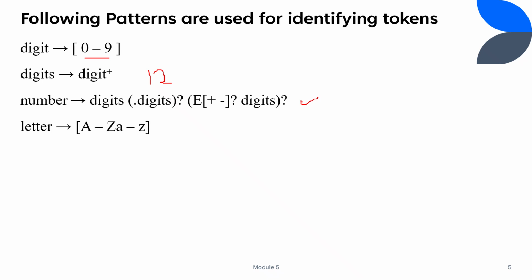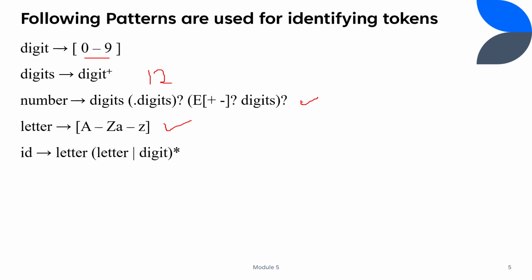Here the question mark means at least one, that means a single occurrence of the pattern which is mentioned. If I want to identify a character, then this is how we write a regular expression in our Lex program. If I want to identify an identifier, then this is the regular expression which is mentioned.